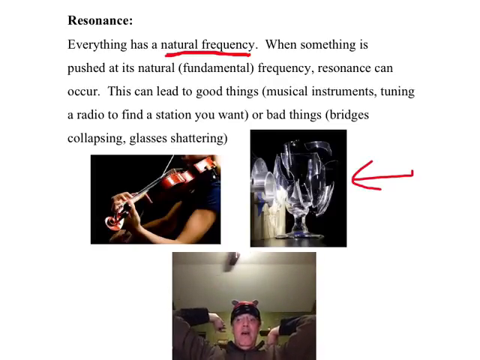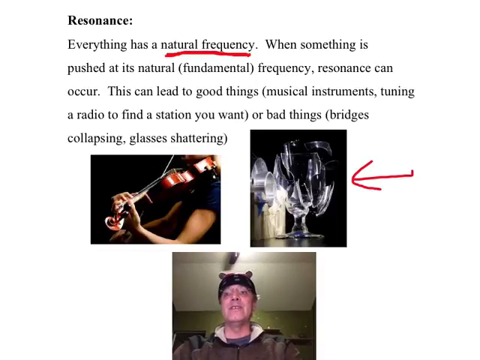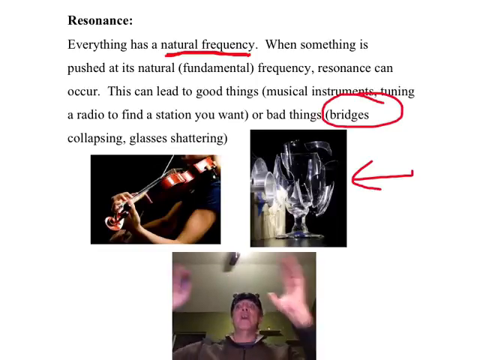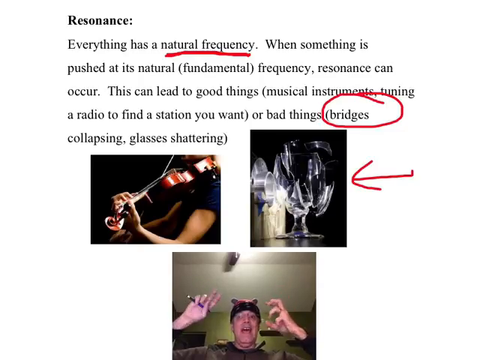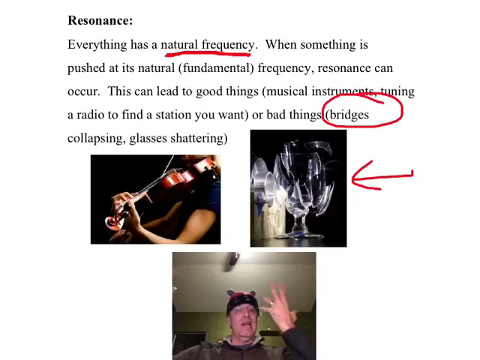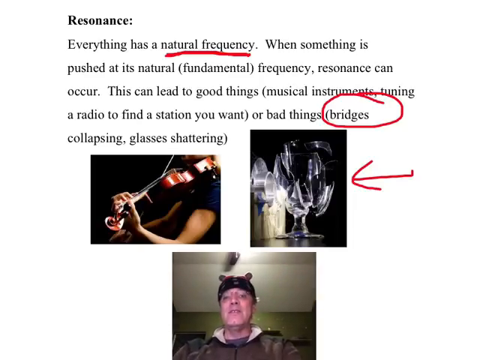They actually had some problems with this on bridges, because armies used to march in step at a certain frequency, and that frequency happened to be a natural frequency for bridges. They could actually tear down a bridge, and they had to train soldiers to stop marching in step when they got to bridges. Weird, I know, kind of crazy. It's due to natural frequency.